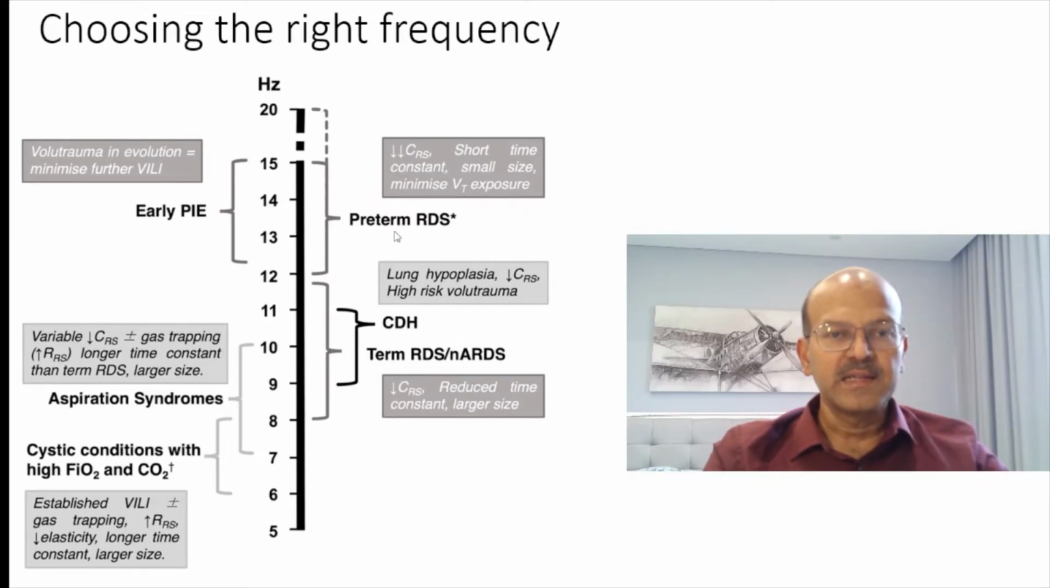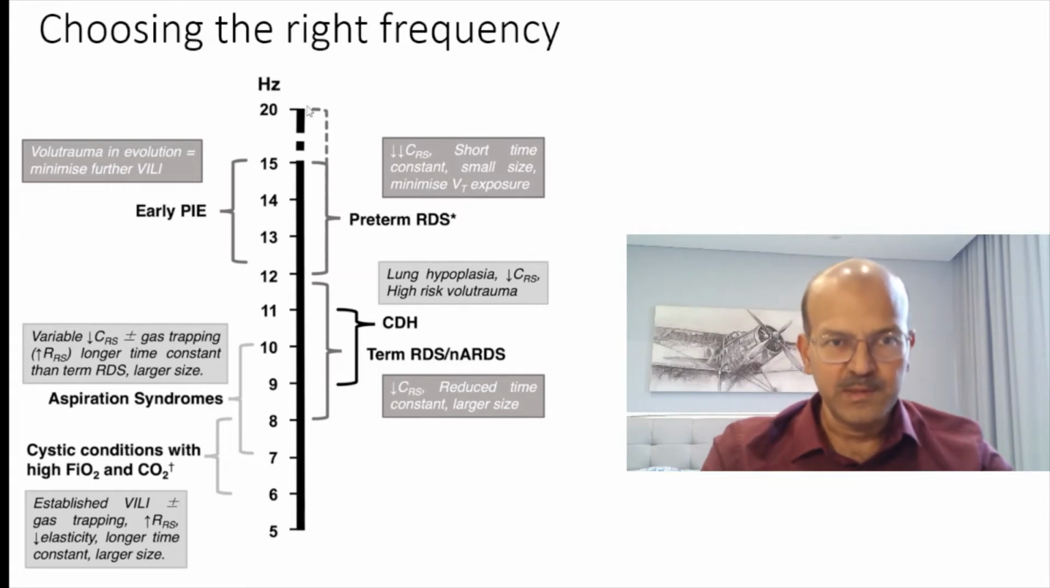In RDS and early PIE, you would go for higher frequencies. The smaller the baby with RDS, the higher, like 15 to 20 hertz can be used for babies 1 kilo and below. The smaller the baby, the higher the resonance frequency, and so babies may do with a lower tidal volume as the frequency goes high. And this has been demonstrated in many studies by Dr. Luna.